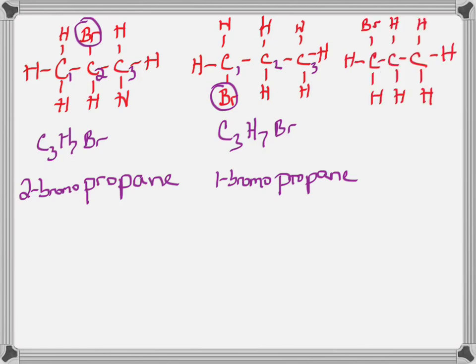Let's look at a few more examples to strengthen our understanding of these isomers. The rest of this is all going to be example driven. Here I've drawn a third structure, and the question is: is this an isomer of the other structures? Again, the first thing we want to do is make sure it has the same molecular formula. I see 3 carbons, carbon 1, carbon 2, and carbon 3, I see 7 hydrogens, and I see 1 bromine.